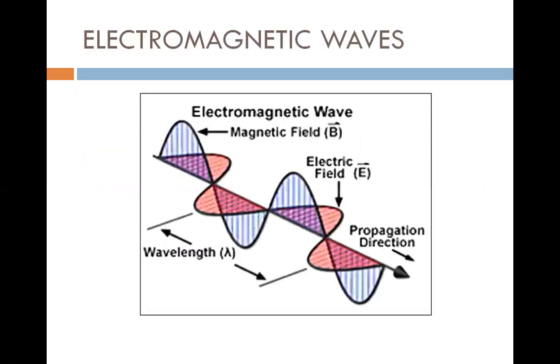Now here we start with what exactly electromagnetic waves are. Electromagnetic, we divide this word into two words, electro plus magnet. So electric field and magnetic field. When both are combined, that means electromagnetic waves. Also it is called transverse electromagnetic waves.